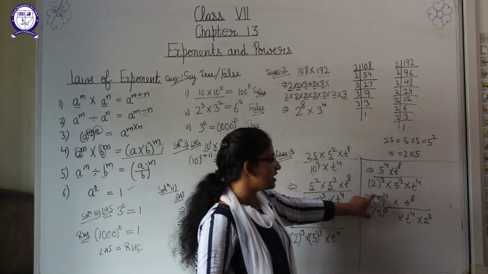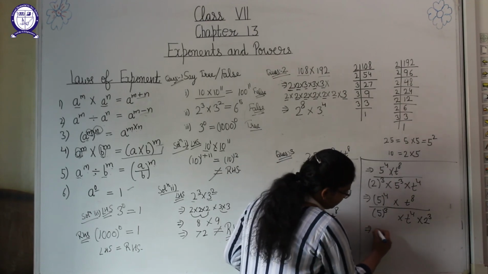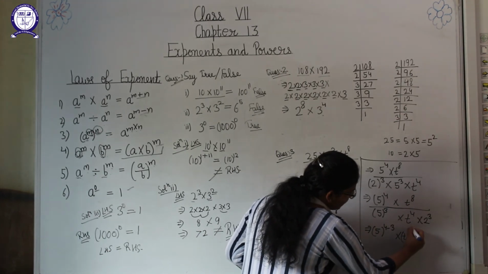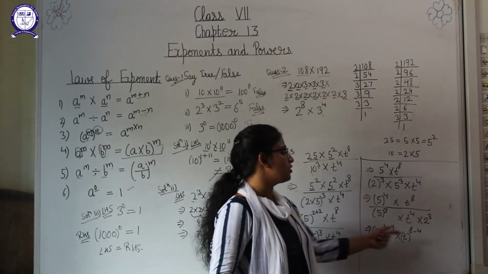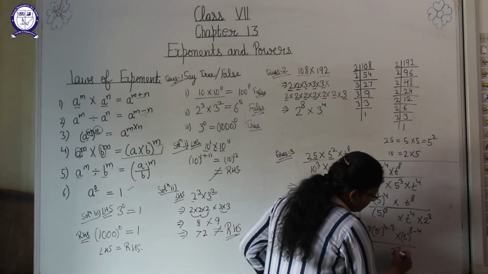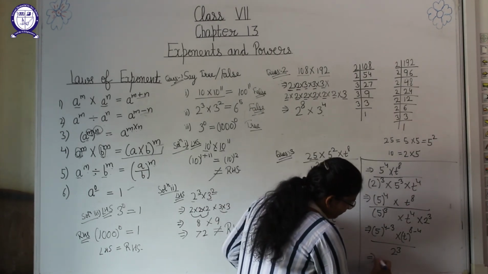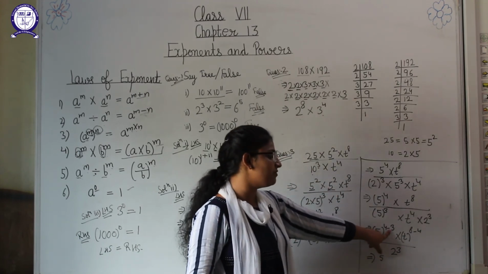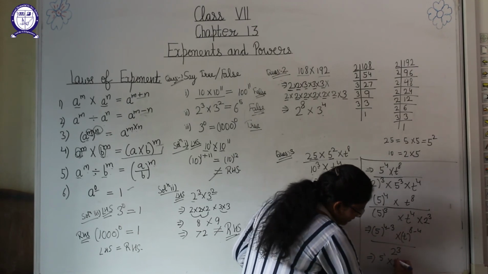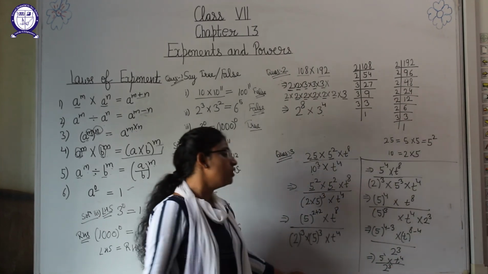Now these are in division, so we will subtract their powers. So here it will be 5 raised to the power 4 minus 3, and t raised to the power 8 minus 4. Why are we subtracting? Because these are in division form. And 2 cube will remain in the denominator, because we are not getting any pair in the numerator. Now 5 raised to the power 4 minus 3 will be 1, so here the power will be 1. t raised to the power 8 minus 4 will give us t raised to the power 4, and 2 cube will be as it is in the denominator.